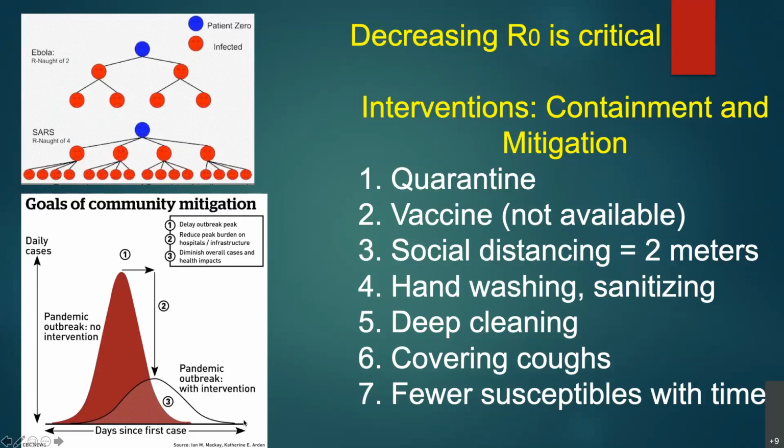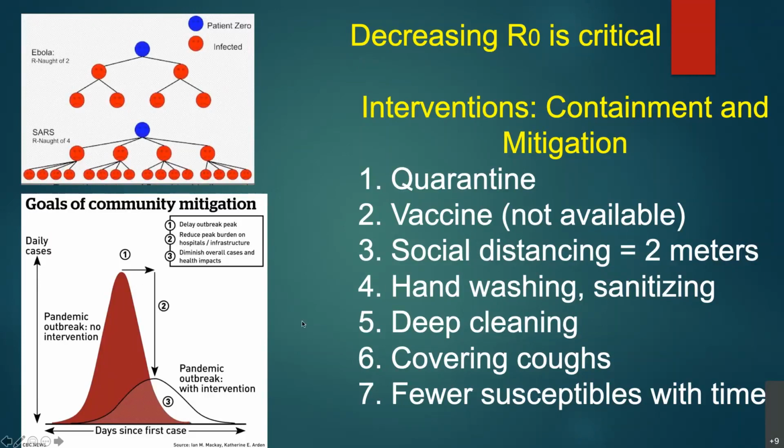But anyway, these are the elements: quarantine, use of vaccine when it's available, social distancing, hand washing, deep cleaning surfaces, keyboards, doorknobs, whatever, covering coughs, and making sure that the convalescent people, they're going to help us. The convalescents will help us.